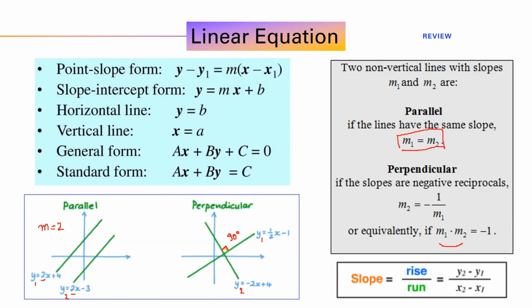And just to review, the slope is rise over run, and for the two points (x1, y1) and (x2, y2), you will have y2 minus y1 over x2 minus x1.